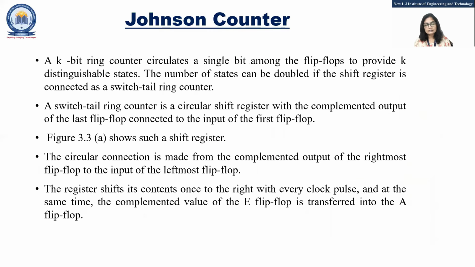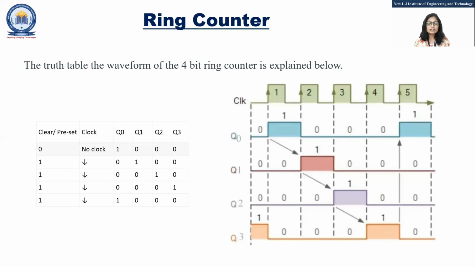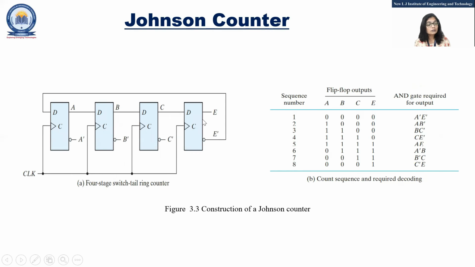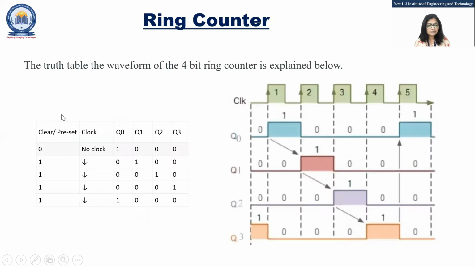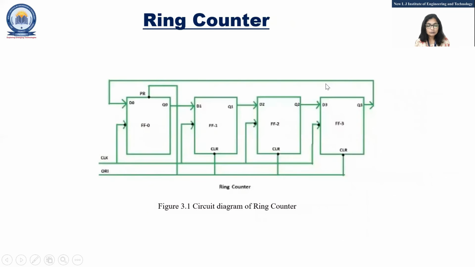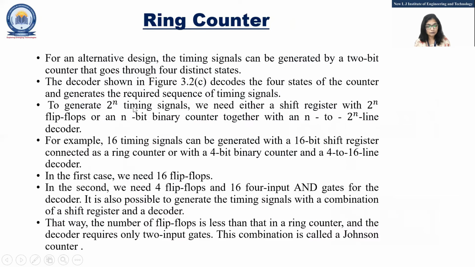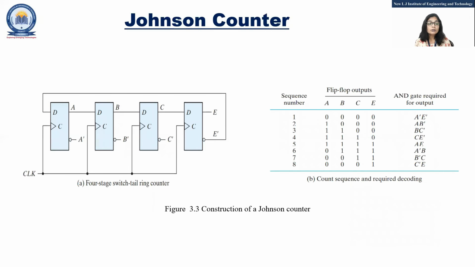Okay, now we'll see the Johnson counter. So what is the difference between the ring counter and the Johnson counter? In the ring counter, we apply this output back to the input. You can see here in this ring counter, output Q3 is given to D0. But here, the output Q3 bar, meaning the complement output, will be given to the input of the first flip-flop. This is one difference. And the second difference is, here we will not give a preset signal. Here we will simply clear all these flip-flops initially.